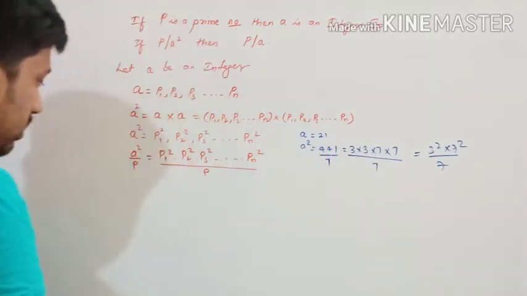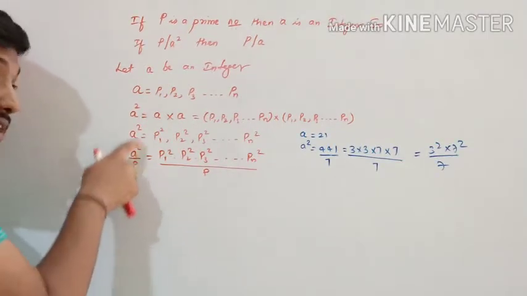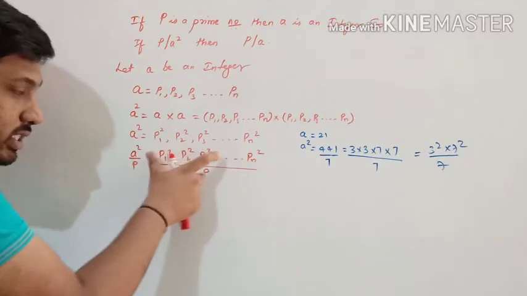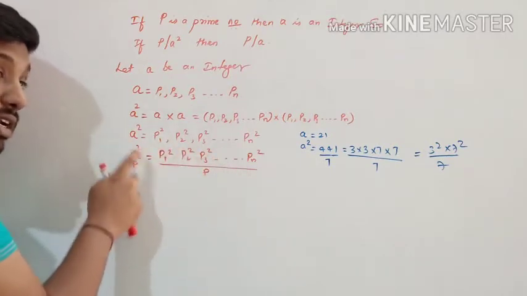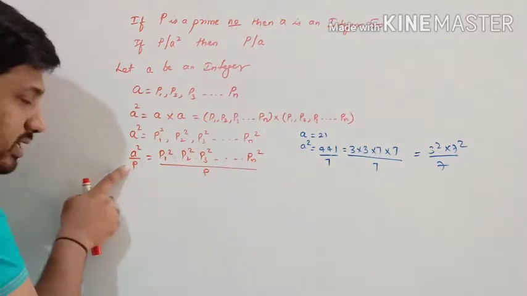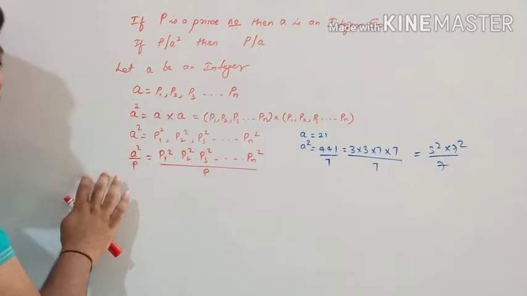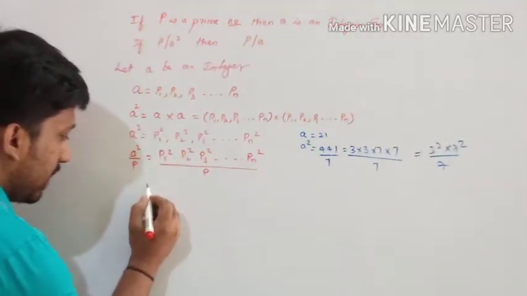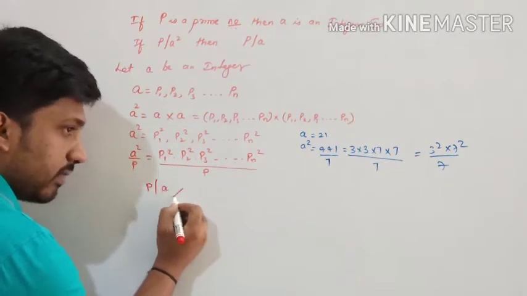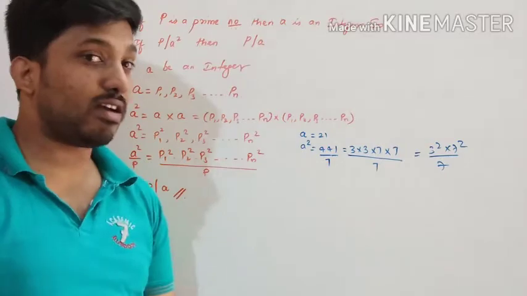Similarly, if p divides a square, a square contains a p square term. Here we can see all the square terms. Since p divides a square and a square contains a p square term, a contains a p term. As a result, we write p divides a. This is the proof. I hope it was a very simple and amazing proof.